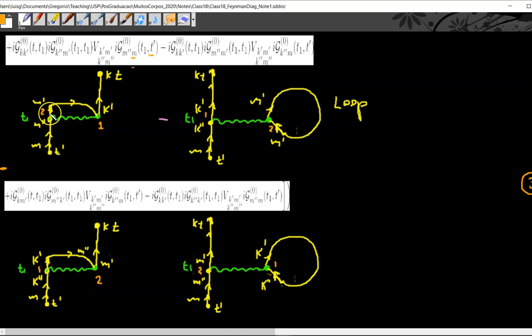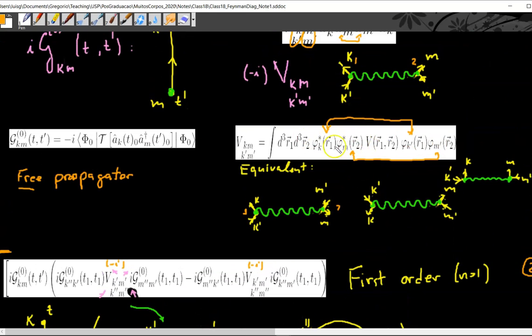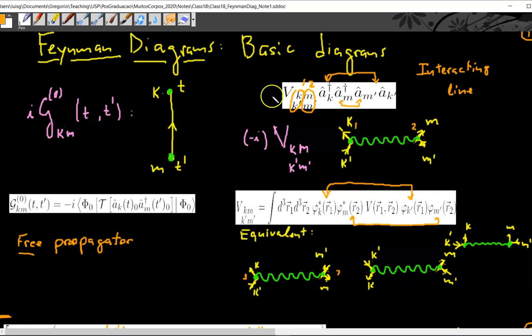The only thing that is different is that I exchange the position of the vertices. This is position 2, this is position 1, and then I exchange the indices k and m. So this is precisely that double counting I was talking about, right? If you change positions R1 and R2 and exchange indices k and m, you get the same contribution, and that's why we have the factor of 1/2 in the interaction.